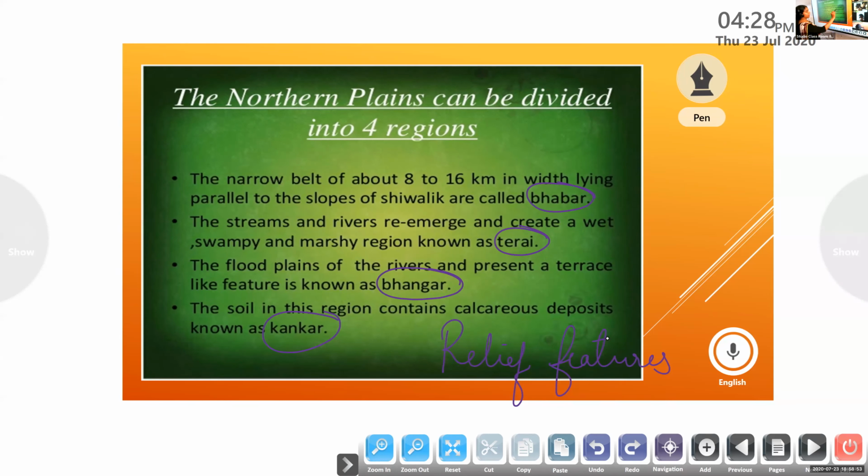Krishna Chaudhary, can you read the names of the 4 regions? Bhabar, yes. Terai. Bhangar. Kankar. Kankar, right. Thank you. Then let's see what they are.